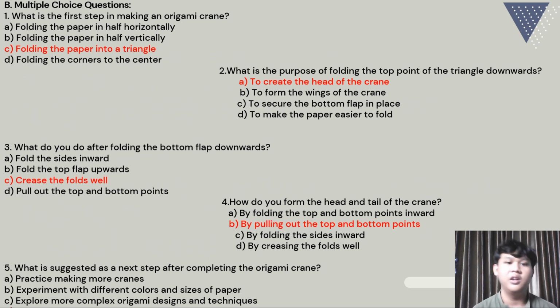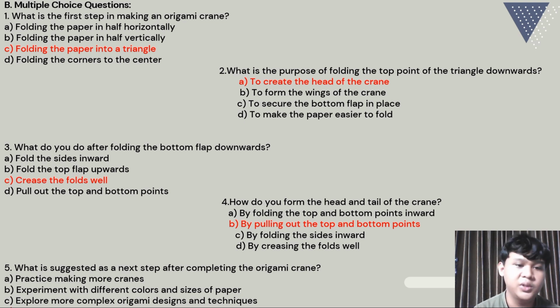The next is multiple choice. Number 1. What is the first step in making an origami crane? The answer is C. Folding the paper into a triangle. Number 2 is, what is the purpose of folding the top point of the triangle downward? The answer is A. To create the head of the crane.